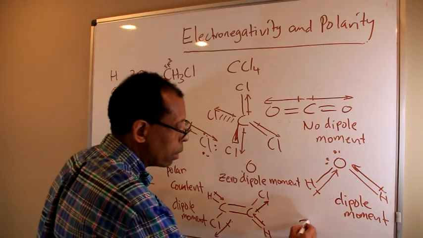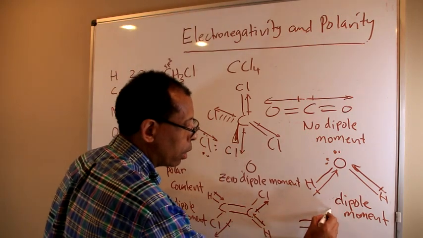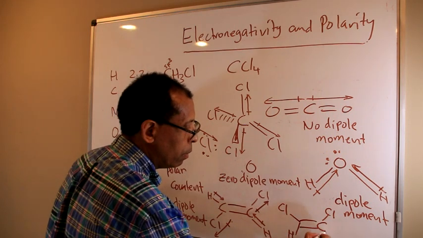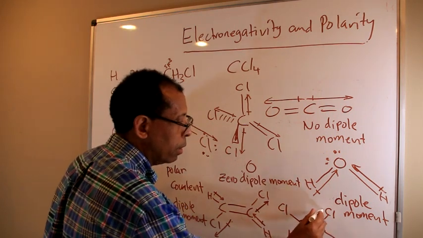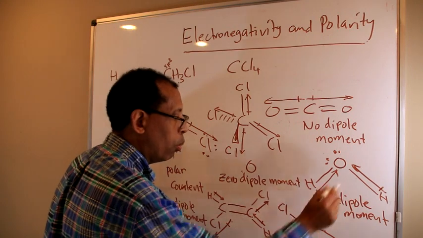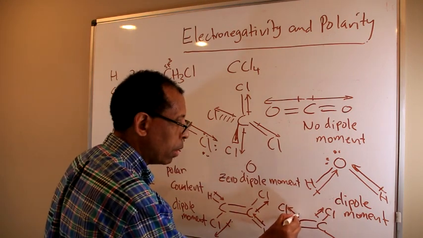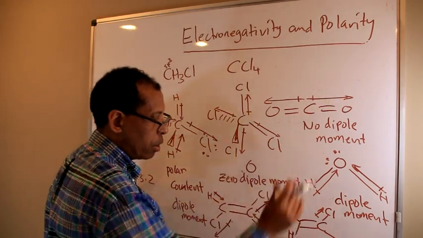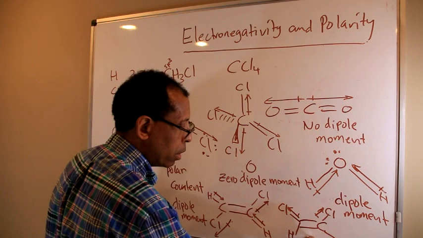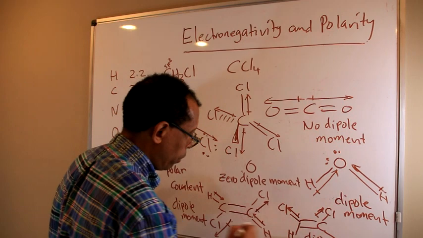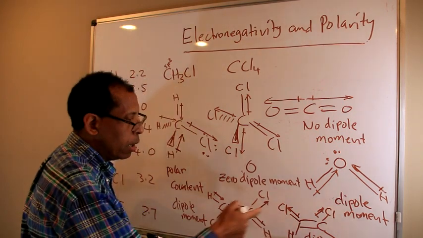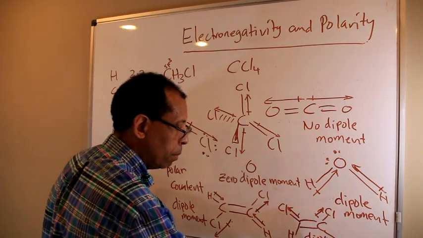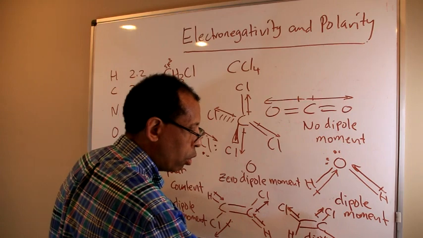But if you compare it to this, where the chlorines are both on this side, the dipole moment adds to that, and the dipole moment adds to that, so both are in the same direction, so there is a net dipole moment. So if you compare this with this, this has more dipole moment, more polar, because of the shape, because of the geometry as well.